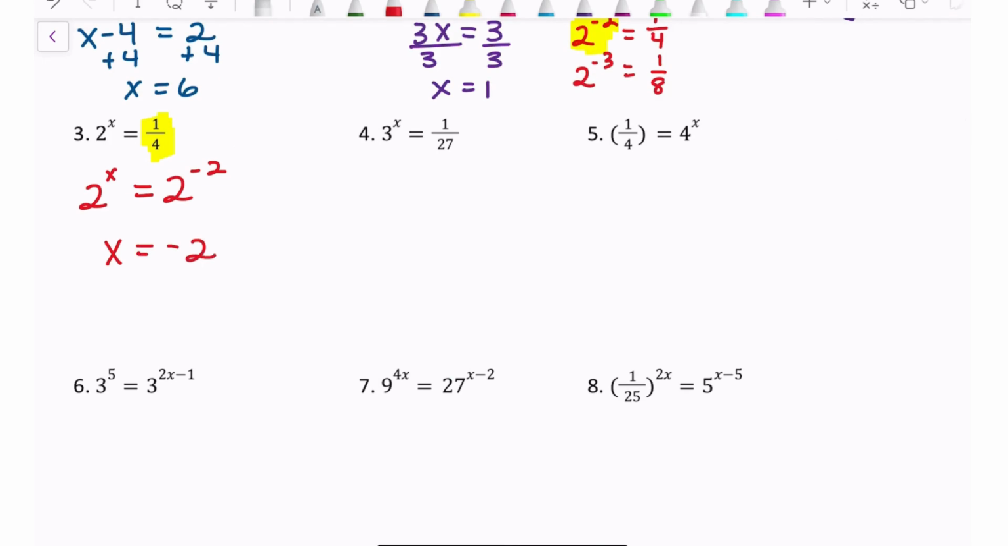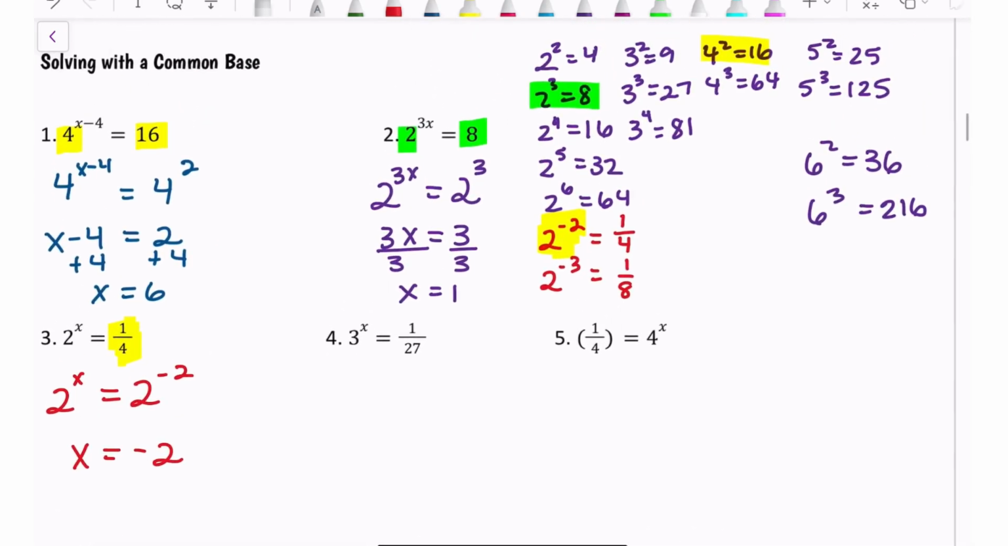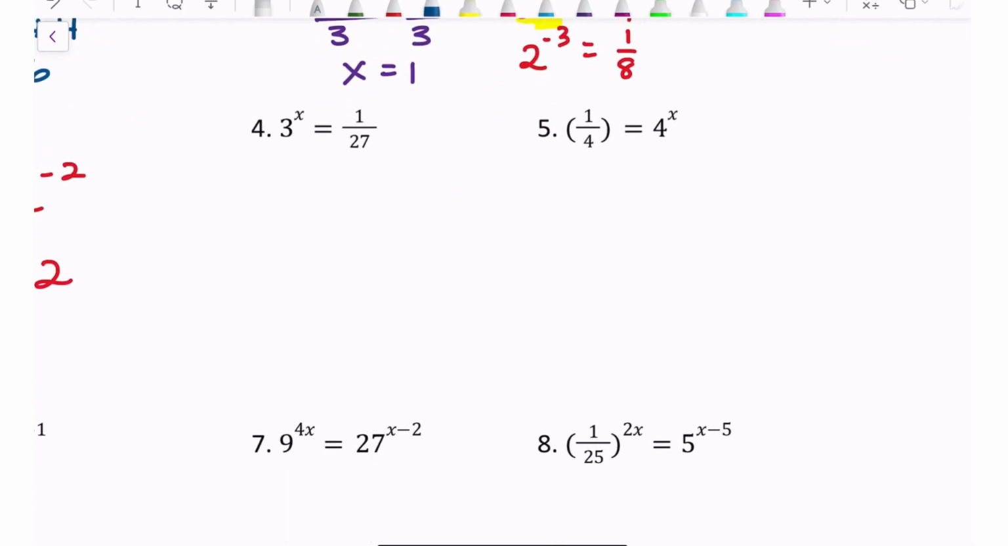All right, number 4. I have 3 to the x is 1 over 27. Well, I already know there's going to be a negative exponent involved here. I'm going to think about 3 to the what is 27. 3 to the third is 27. So that would mean that I could rewrite 3 to the x is equal to 3 to the negative third. So if 3 to the positive third is 27, then 3 to the negative third is 1 over 27.